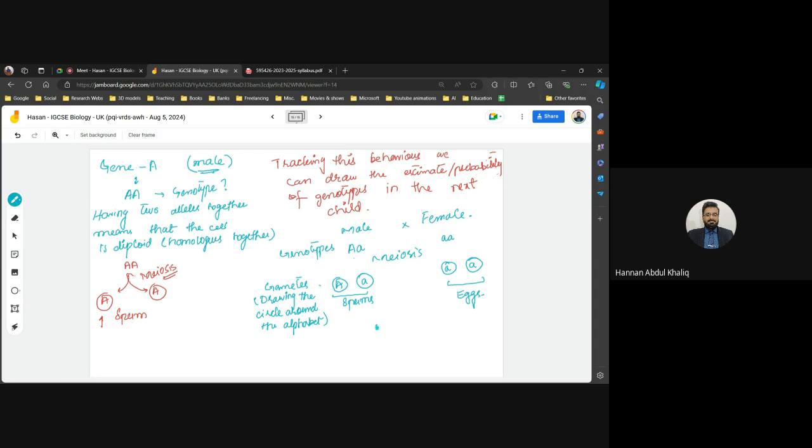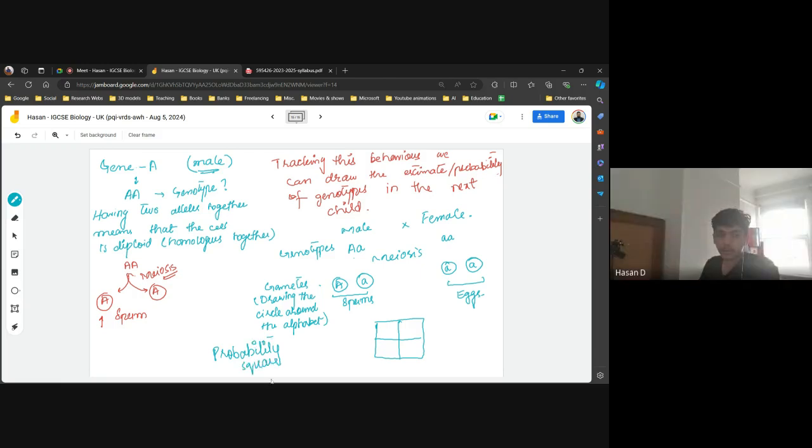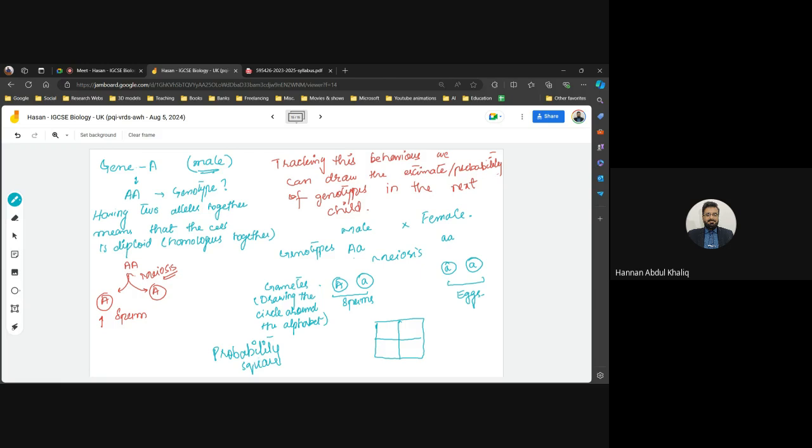So we will draw an estimation square called a Punnett square. You can say that this is a probability square. The technical name is Punnett square. You match the recessive and dominant, right? Yes, exactly. You are exact at the bullseye right now. Basically, we are now trying to draw a probability of the genotype in their next child.